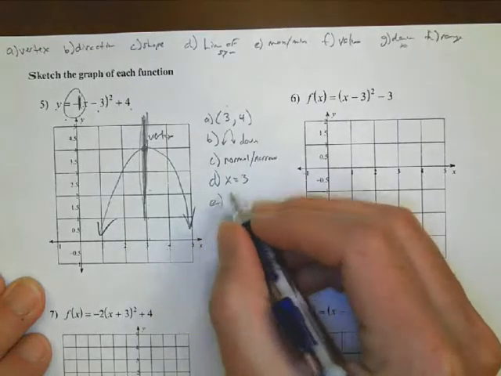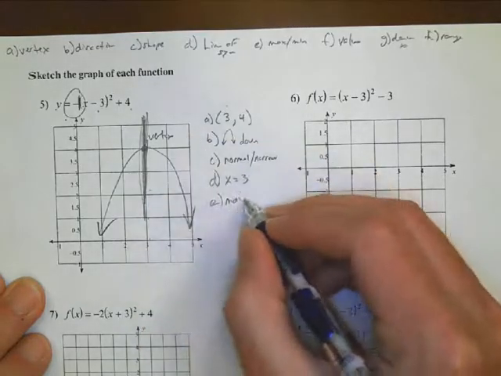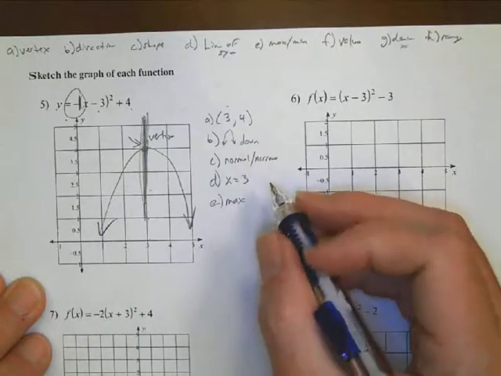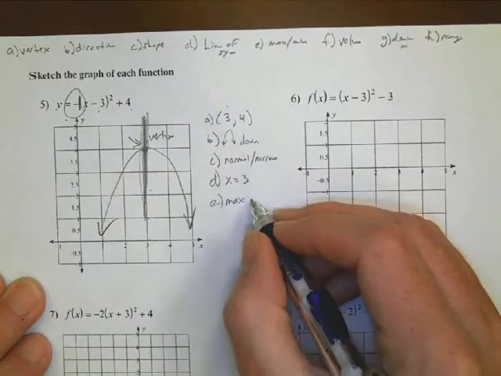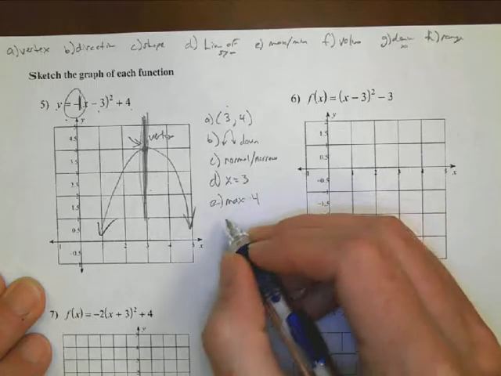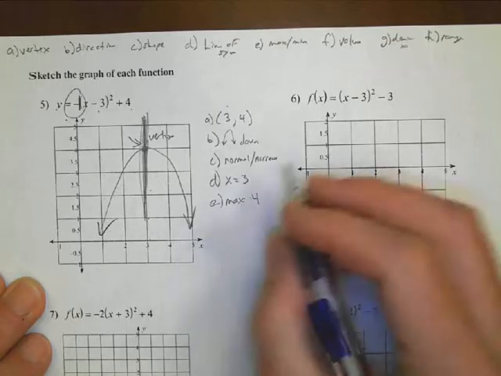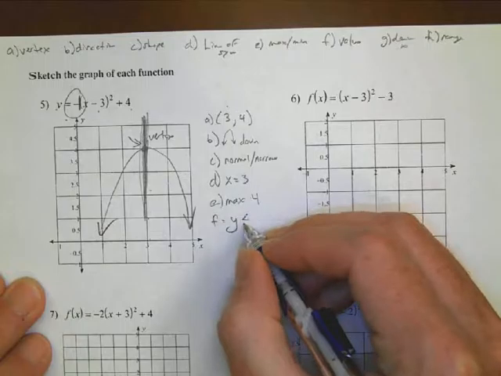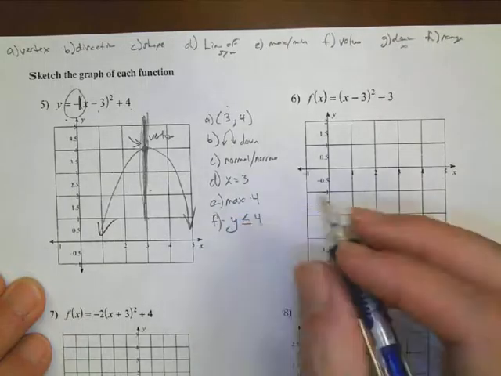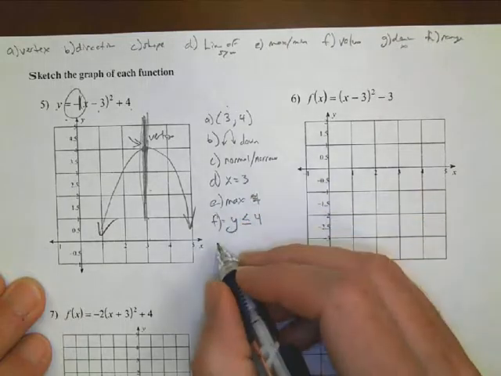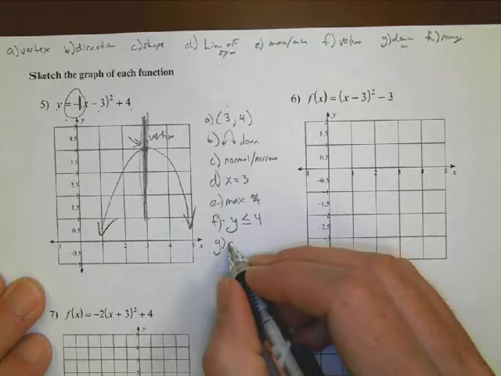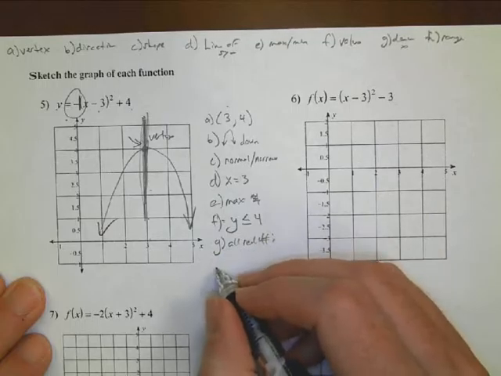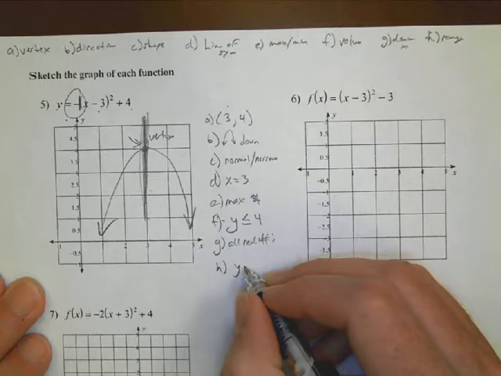In this case, I'm going to have a maximum because of the way the shape goes. This is my maximum value, and my maximum is going to occur when y equals 4. So the maximum occurs at 4, and the values would be y less than or equal to 4. So it has a maximum. And then for G, my domain is all real numbers again. And for my y value, my range will be y is less than or equal to 4.